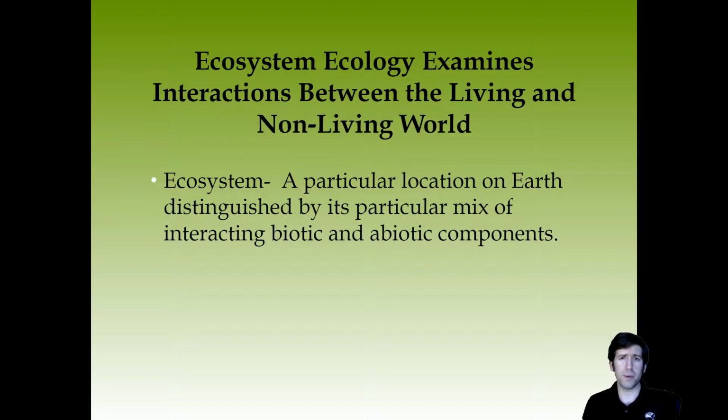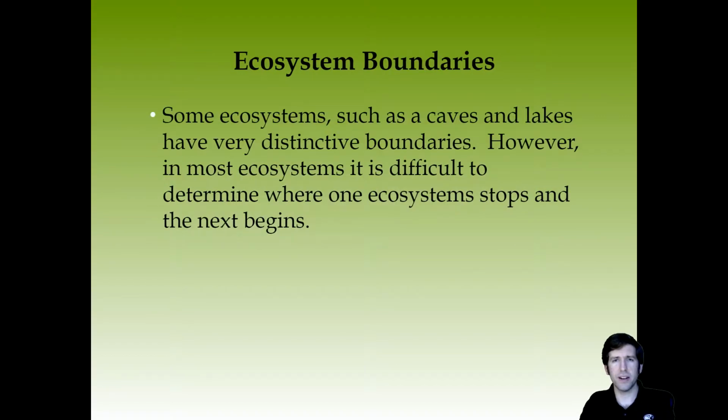So going back to the basics, what's an ecosystem? An ecosystem is a particular location on Earth distinguished by its particular mix of interacting biotic and abiotic components, things that should be pretty familiar given your experiences in Living Environment last year. An interesting thing to think about is the boundary of an ecosystem. Where do these things start and where do they end?